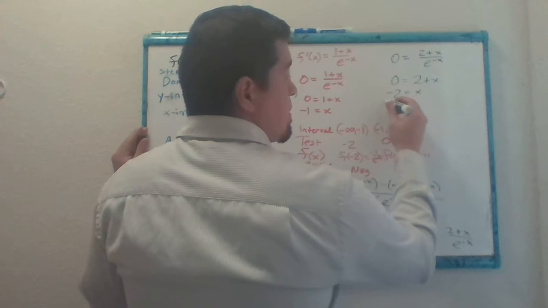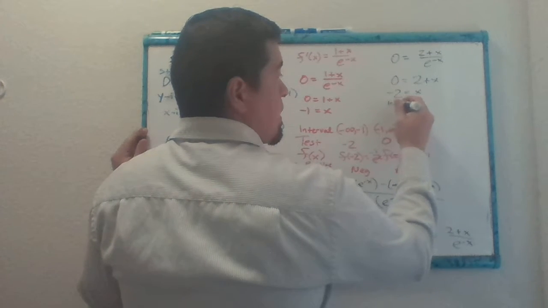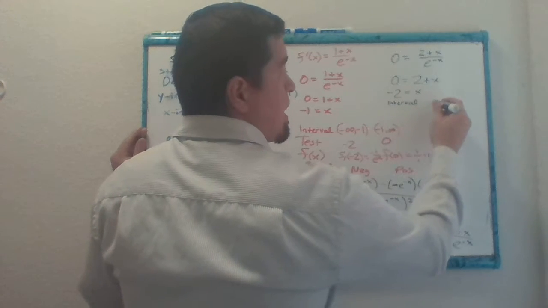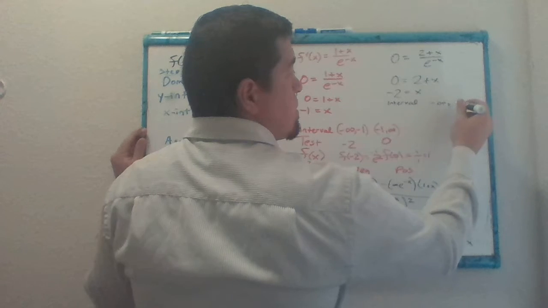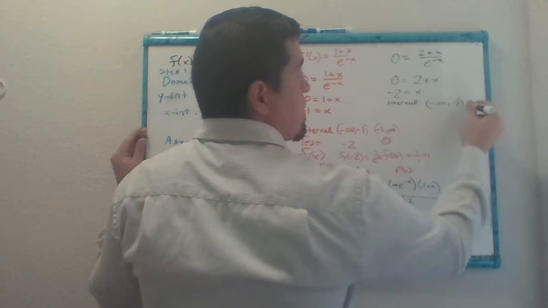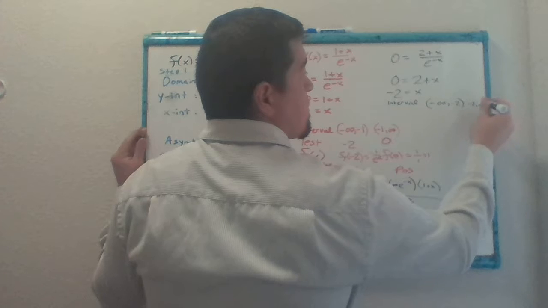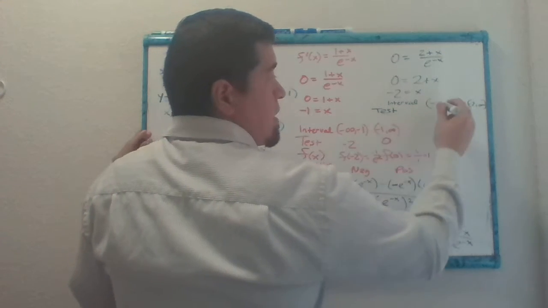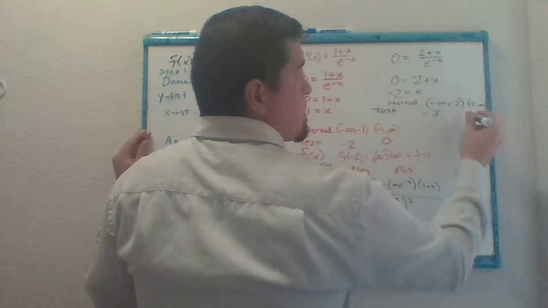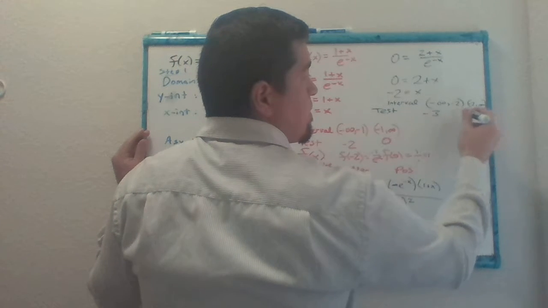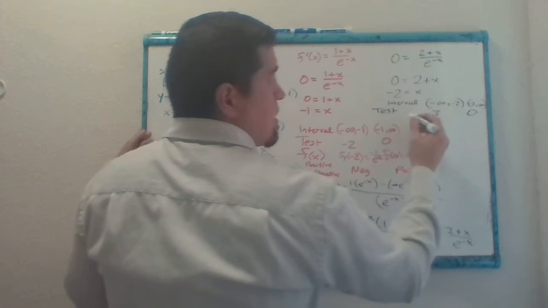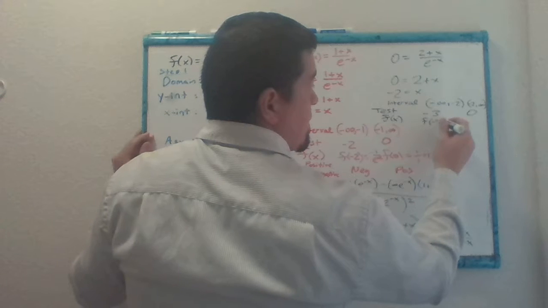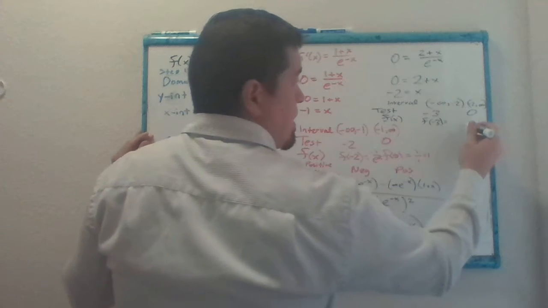We're going to do our intervals, which are negative infinity to negative 2, and then negative 2 to infinity, and we're going to test a value. In this interval, I'll test negative 3, and in this interval, I'll test 0. Here we're going to plug those numbers in, f double prime of negative 3 and f double prime of 0.